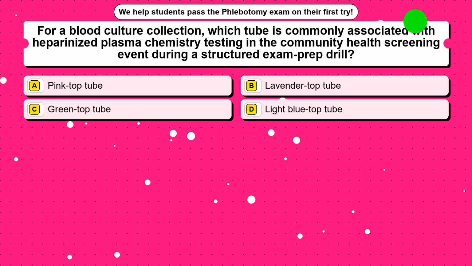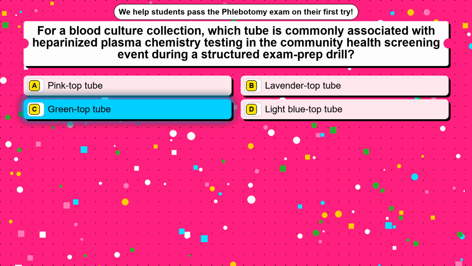Question 39. For a blood culture collection, which tube is commonly associated with heparinized plasma chemistry testing in the community health screening event during a structured exam prep drill? Option A, pink top tube. Option B, lavender top tube. Option C, green top tube. Option D, light blue top tube. The correct answer is option C, green top tube.